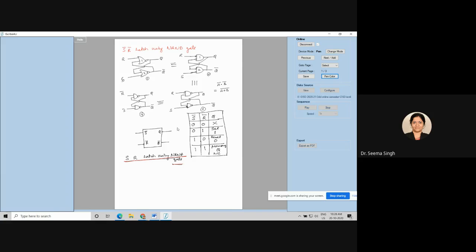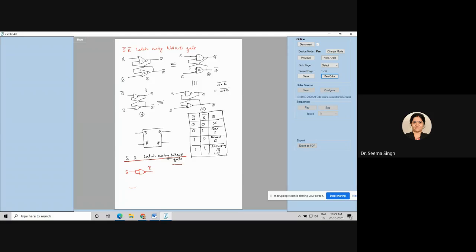You can see that first of all, you are having your R bar and S bar, right? Now what I am trying to do is, instead of this bar, you can use a shorted NAND gate, right? So instead of this bar, I will short it and I will call it S. And then this becomes your S bar, right?